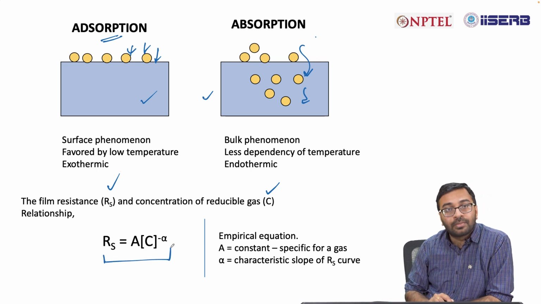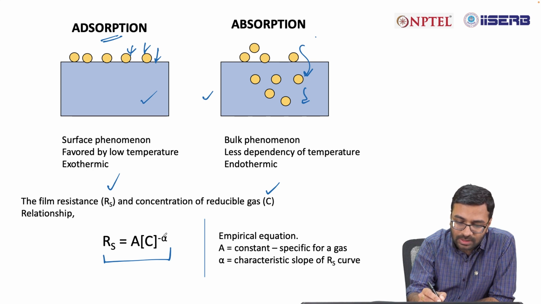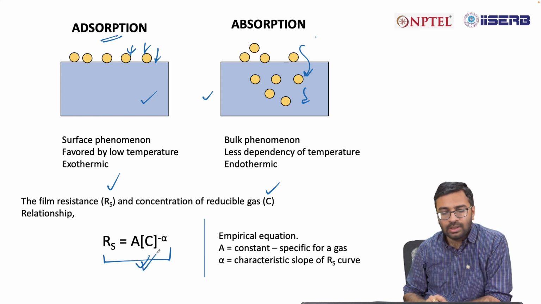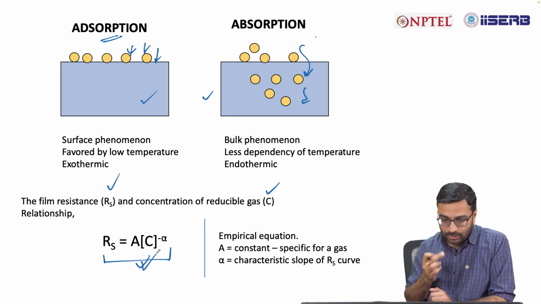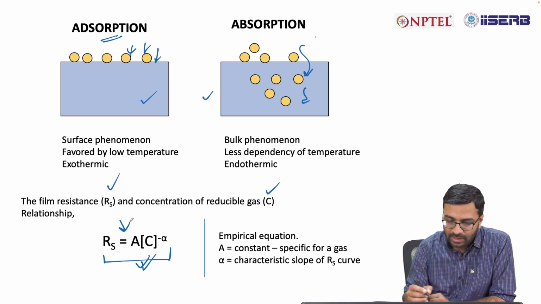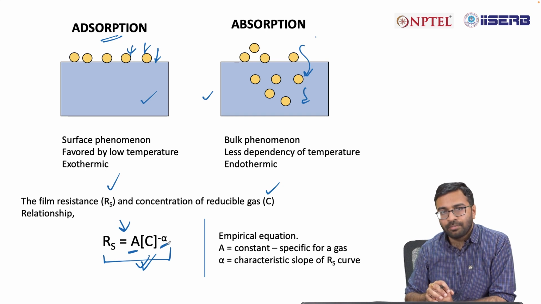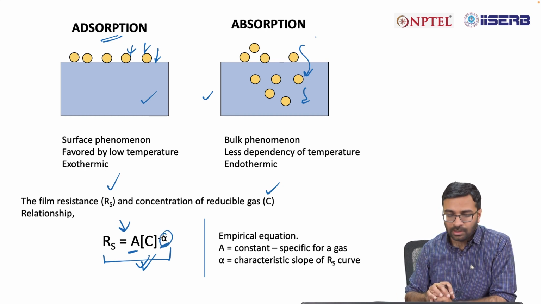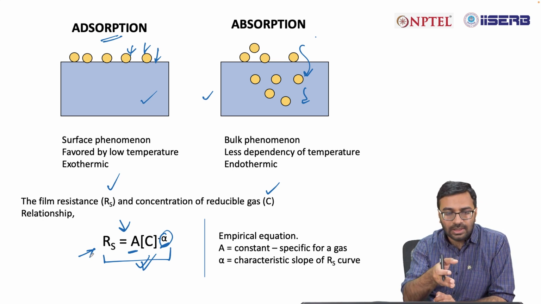Now, the film resistance Rs and the concentration of the reducible gas C can both be related with this equation. So, your Rs is equal to A into C to the power minus alpha. This is an empirical equation. Empirical equation means after a lot of experimentation and studies, they figured out that the relation is of this sort, where A is a constant which is specific to the gas and alpha is the characteristic slope of the Rs curve. This slope you may get from the calibration graph. So, this is the typical equation associated with gas sensing of this sort.